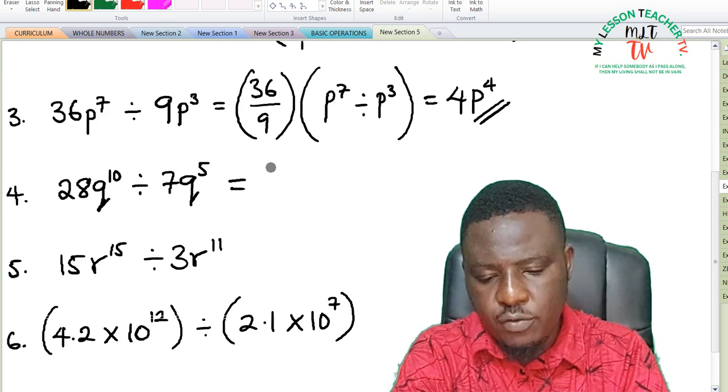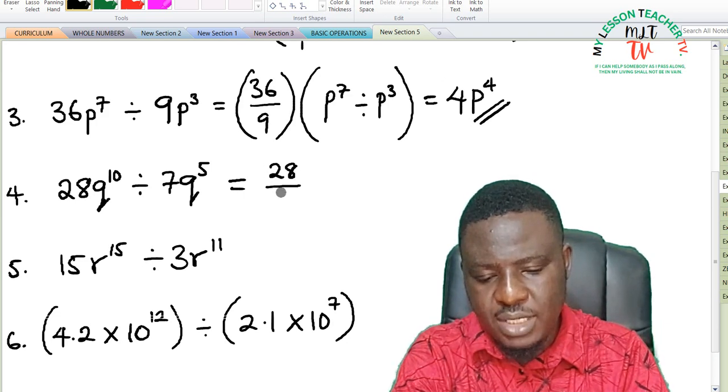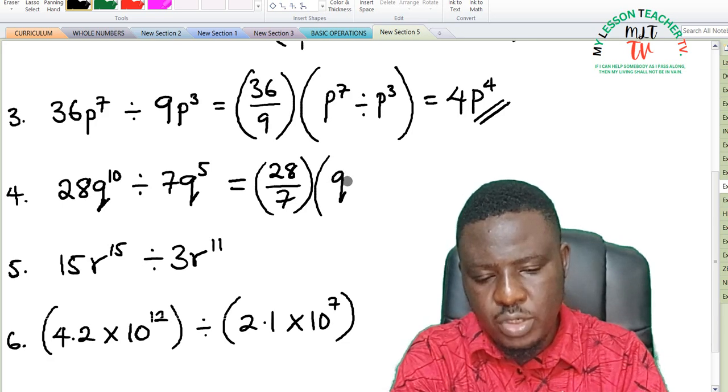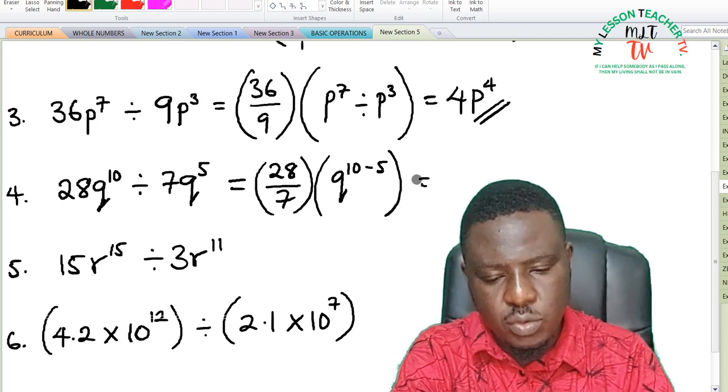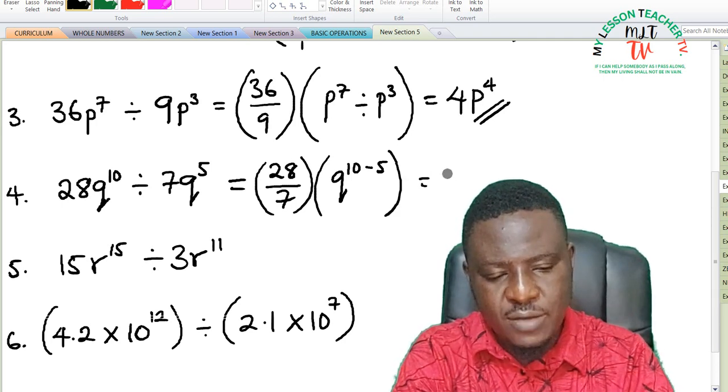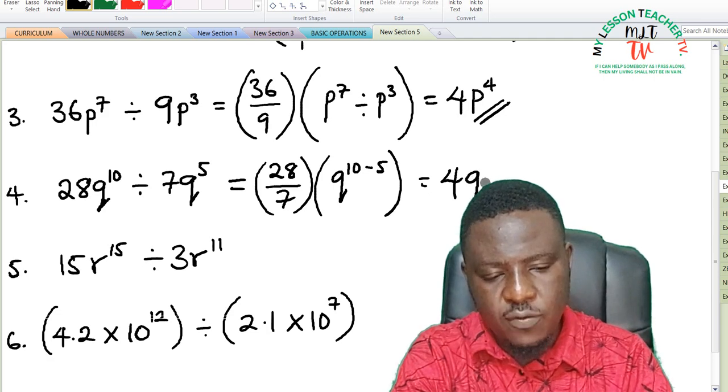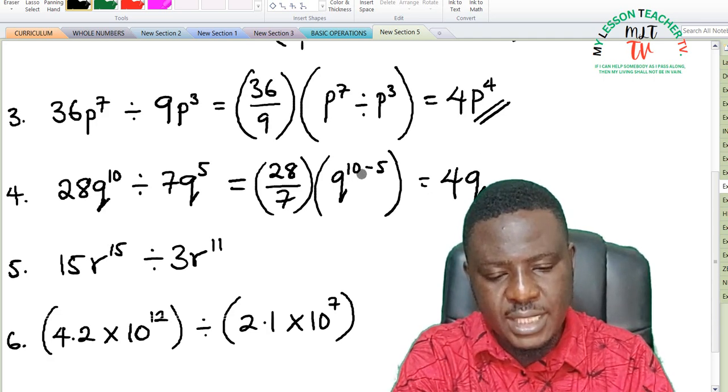Question 4, we have 28 divided by 7 times q raised to the power of 10 minus 5. This is equal to 28 divided by 7 is 4. So this is 4q raised to the power of 10 minus 5 is 5.